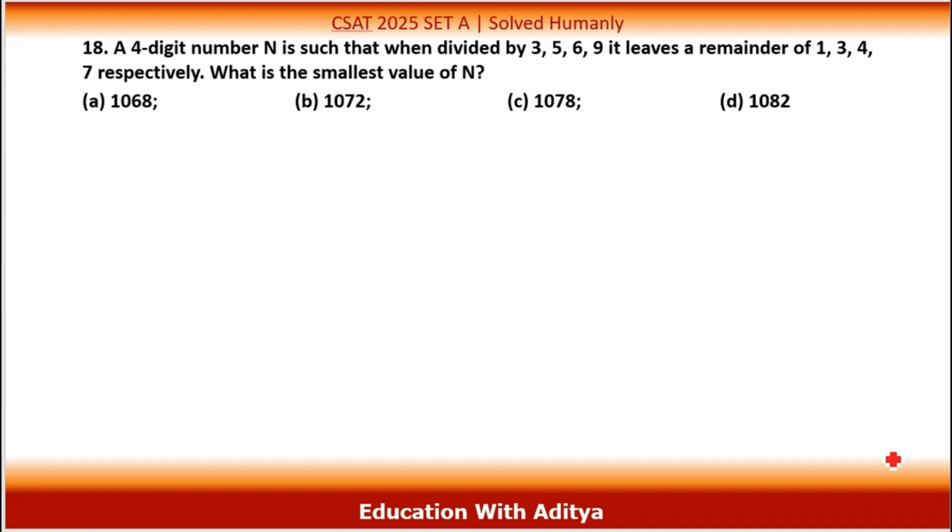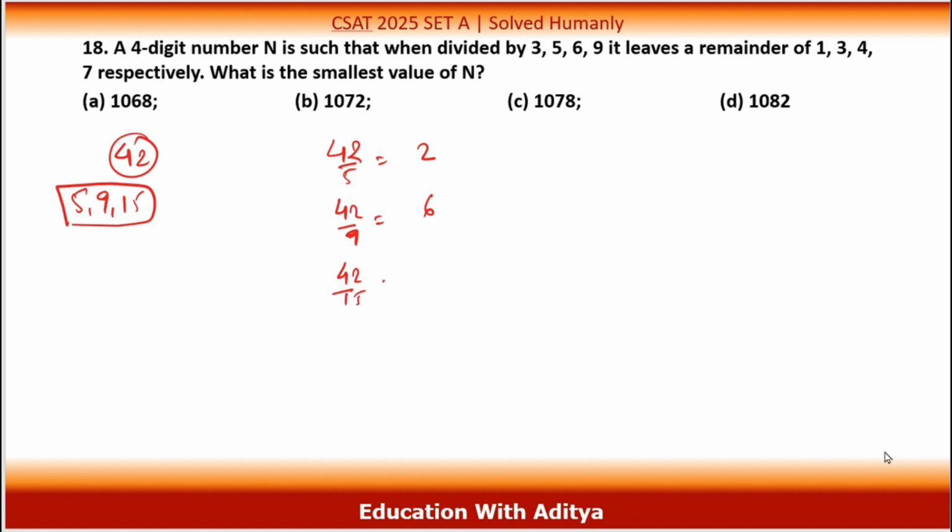Okay, to understand this, let's assume there is a number 42 and it is being divided by 5, 9 and 15. So if I divide 42 by 5, I have a remainder of 2. If I divide 42 by 9, I will have a remainder of 6. And if I divide 42 by 15, then I will have a remainder of 12.